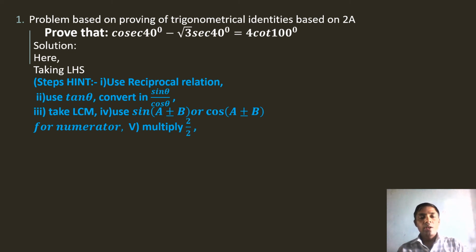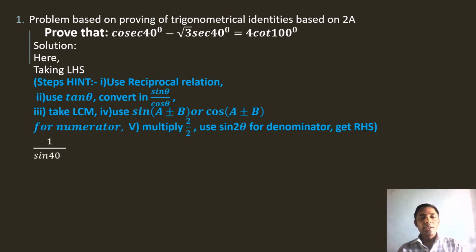In the same way we'll multiply 2 by 2 to get the sine 2 theta formula in the denominator. Always we'll get this form in any problems of these patterns. Then after solving we are getting the RHS. So now we'll see here first.